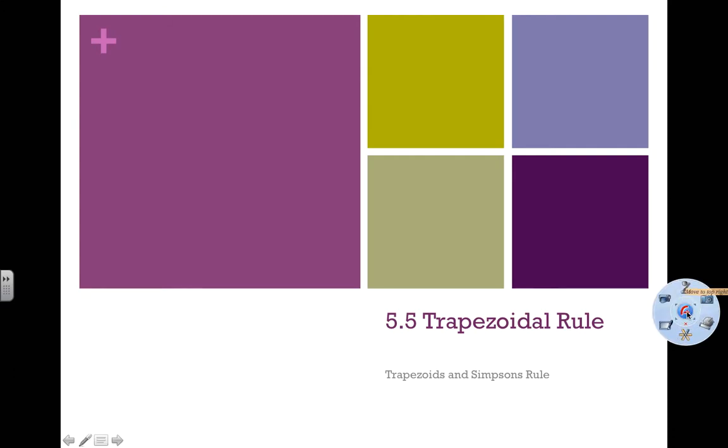This is the last lesson from Chapter 5. This is going to be the trapezoidal rule. So we're going to be dealing with trapezoids and something called Simpson's Rule. So two little rules here. You're going to feel that we're kind of going backwards, and we kind of are. Just kind of follow the textbook here.